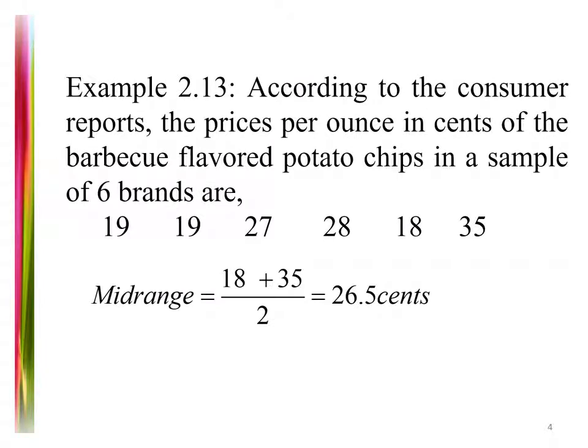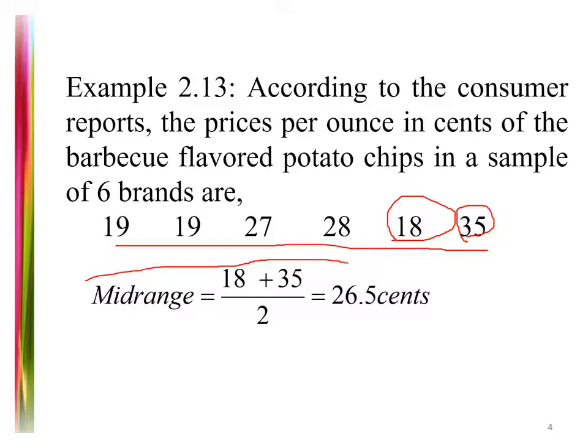This is a simple example. According to the consumer report, the price per ounce in cents of barbecue flavored potato chips in a sample of 6 brands is 19, 27, 28, 18, 35. In this case 18 is the minimum value and 35 is the maximum value. So mid-range equals minimum value plus maximum value divided by 2, which is 26.5. So 26.5 is the mid-range.